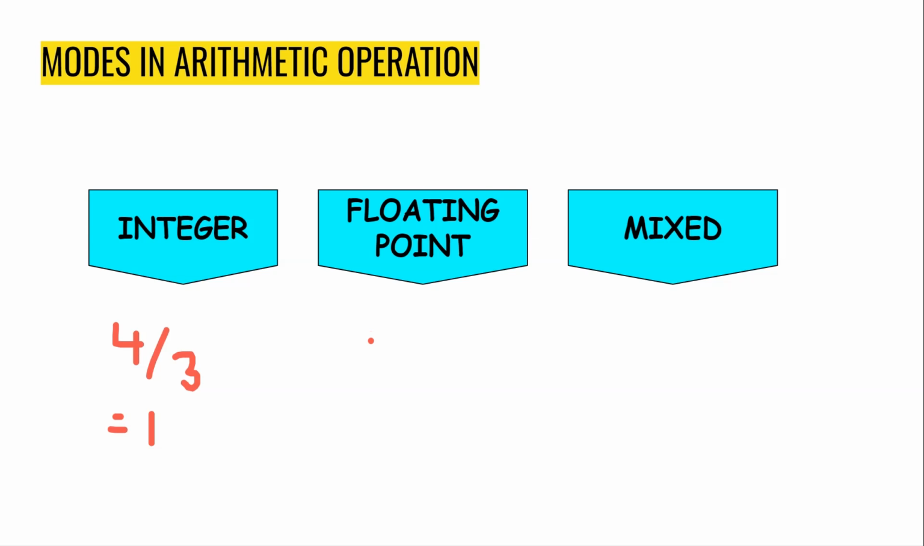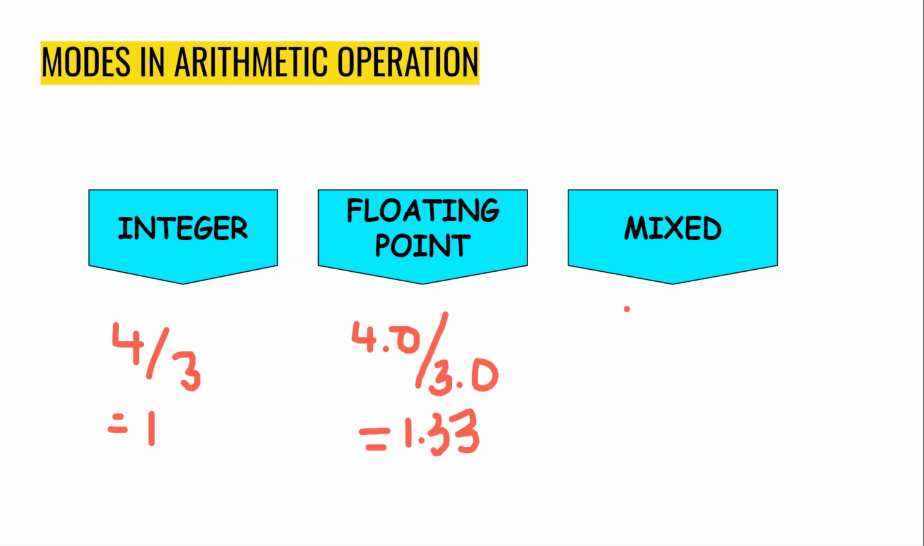Next we have floating point mode. Here both the operands are of floating point type. The mode of operation is said to be floating point mode and the result will be of floating point type. Say for example, when I divide 4.0 by 3.0, the result will be equal to 1.333. Here the numerator is a floating point number and the denominator is a floating point number, and the result is also of the same type. This is called floating point mode.